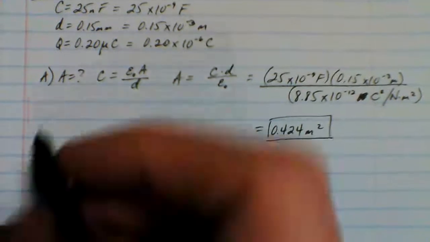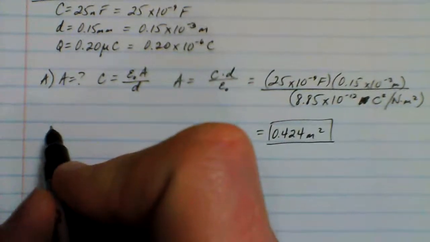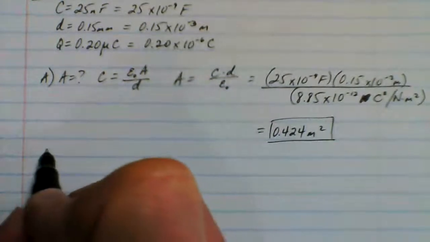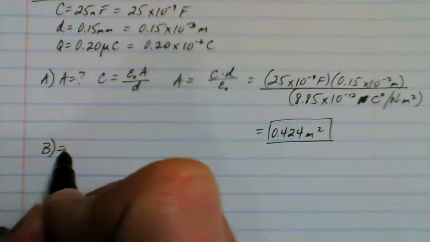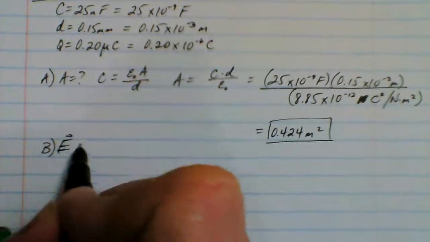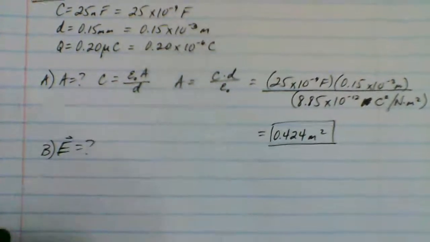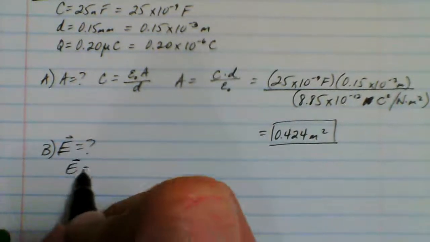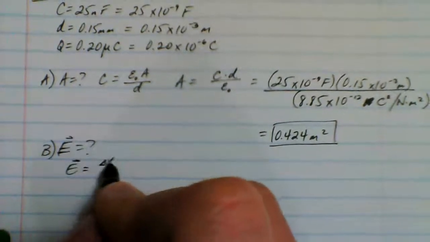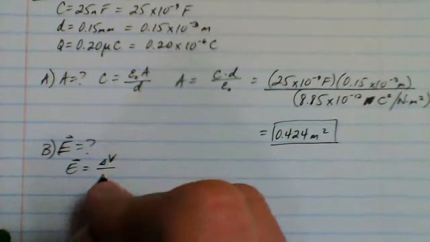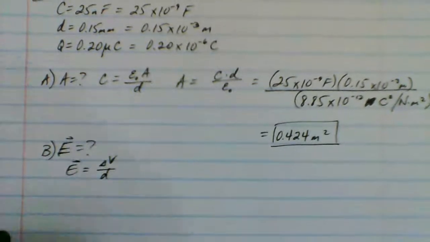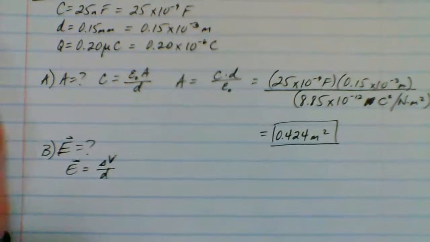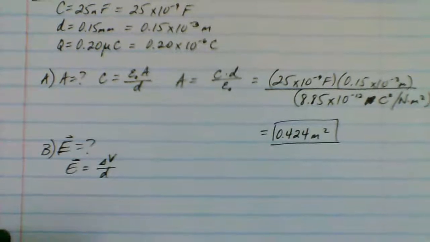Okay. Part B is asking for the electric field between the two plates. So I'm going to go ahead and write that down. B is asking for the E field between the plates. All right. So we know when we look at our equations that the E field for a capacitor is equal to the change in voltage divided by the distance over which that change in voltage is occurring. That's not just for a capacitor, that's for anything. But we're applying this specifically to a capacitor.